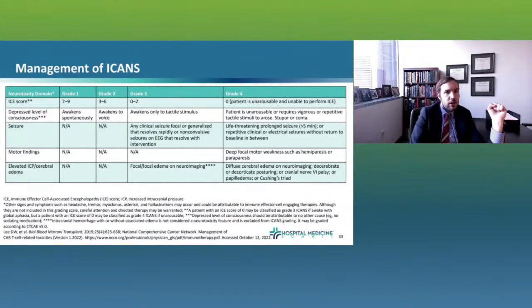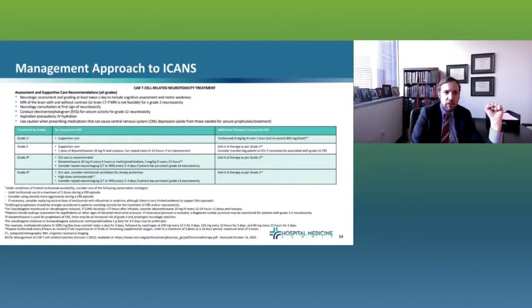And then moving on, management approach to ICANS. Already kind of talked about this. The bread and butter thing here is going to be the dexamethasone. And you look over to the right, additional therapy if concurrent CRS, that's going to be tocilizumab. So again, tocilizumab does not play a role in the CAR-T related neurotoxicity, unless there are separate manifestations of CRS, fever, hypotension, etc.